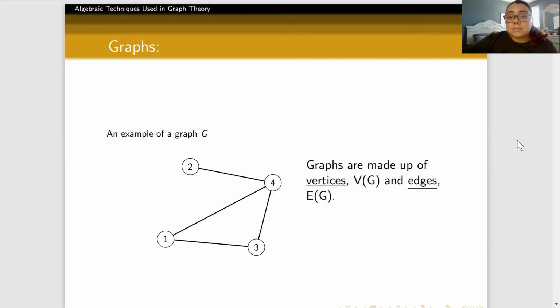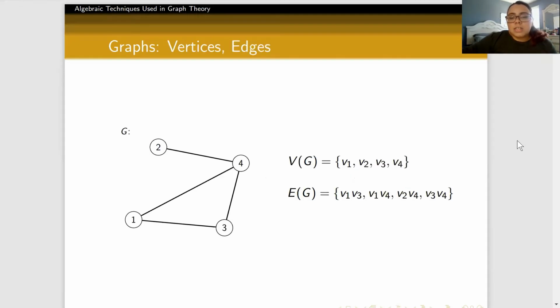So here we have an example of a graph that we're going to refer to as G. And usually we think of graphs as like graphing a function, but for us, a graph is going to be a set of vertices and a set of edges. So our set of vertices is vertex 1, 2, 3, and 4. Our set of edges are the lines connecting the vertices. So we have 1 and 3, 1 and 4, 2 and 4, and 3 and 4.